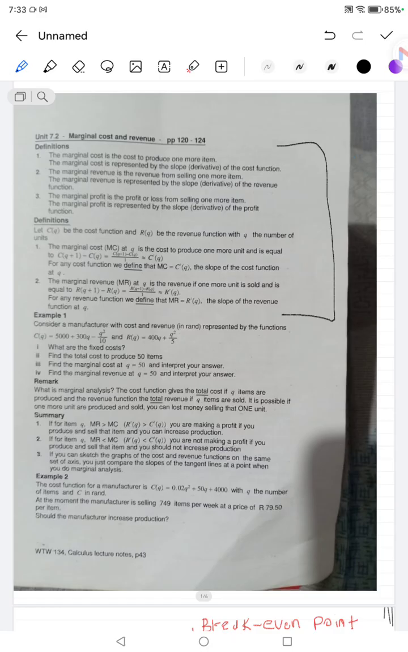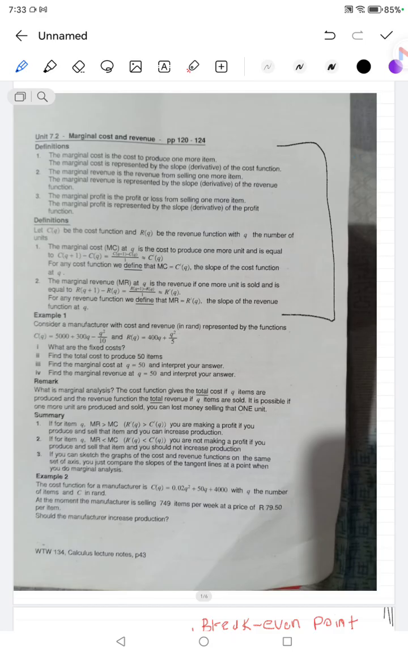Okay, we can continue. Now we're on unit 7.2. We're almost even done. We're only left with 2 units. On this side, we only have 2 easy examples. I just hope you guys were busy looking at the theory. Just going to quickly go to example 1.